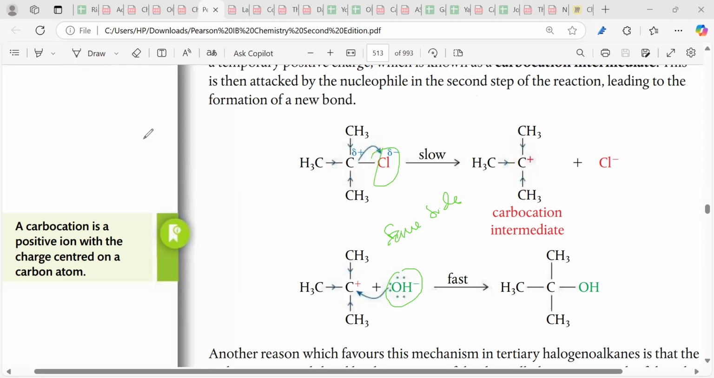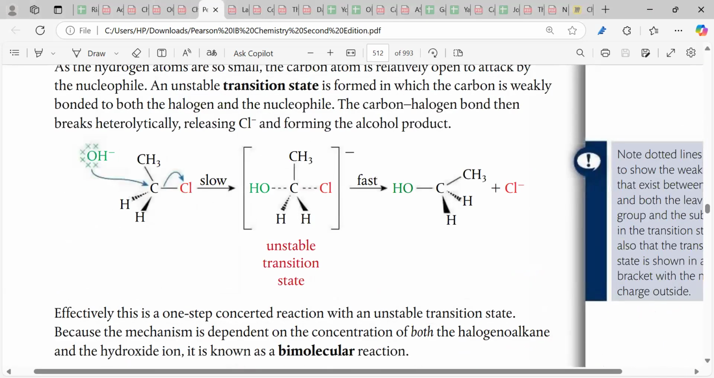In SN2, the OH minus attacked from the opposite direction. Can you see this over here? It attacked from the opposite direction, because there was space, opposite direction as the Cl minus left. Now, you just remember this thing.